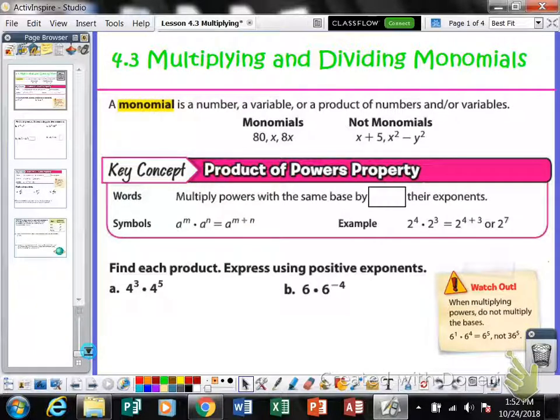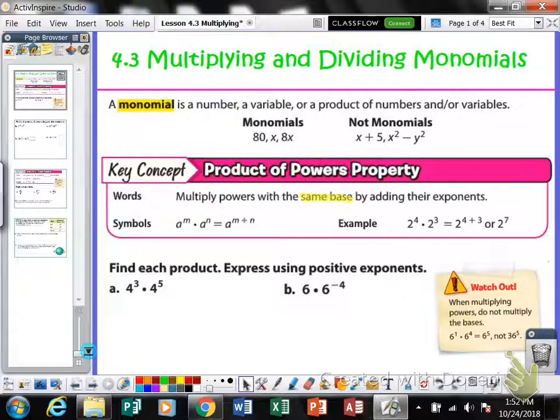Things where we have to add, like a variable and a number, are not going to be monomials. So x plus 5 is not a monomial. X squared minus y squared, not a monomial. So, product of powers. Multiply powers with the same base, so that's important here. They have to have the same base.